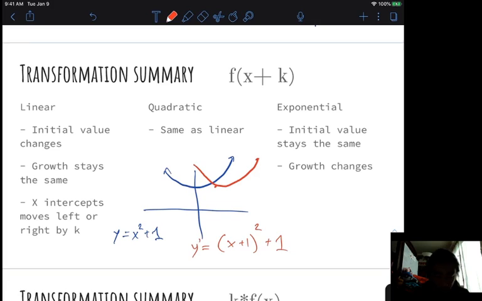Wait, wrong way, my bad. So this is the mistake that is very common. Change my pen to being red. This one actually moves it to the left a little bit.